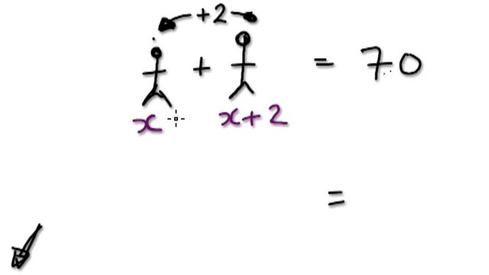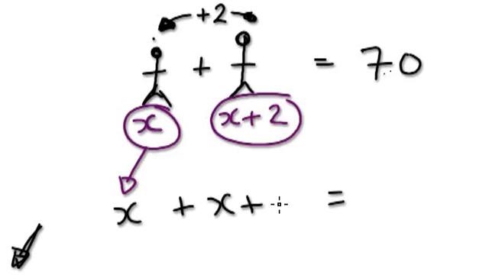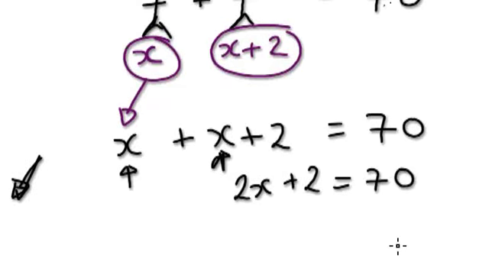Okay, we're going to call my brother's age X. If my brother's age is X, then I must be X plus 2 because I'm 2 years older. Now get my brother's age, add it to my age, and it should come to 70. Same entity here, so we can merge the two. So it's 2X, and then plus 2 here. So this will become 70.